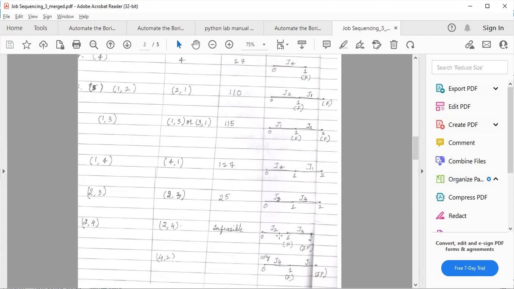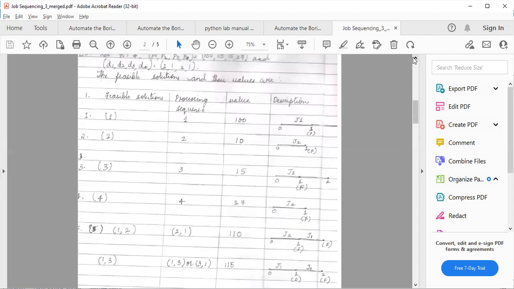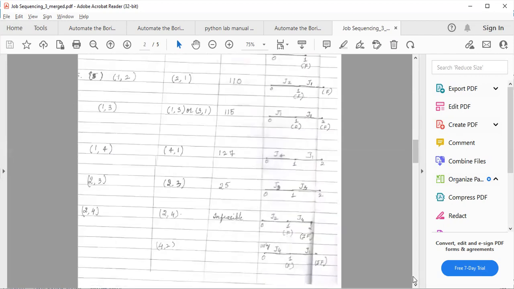For example, if you do job 2 first, it will be completed, but you cannot go ahead and do job 4, because the time becomes 2, which is greater than the deadline of J4. Job 4 has to be completed within a deadline of 1, but according to this diagram it completes later. Therefore this is considered an infeasible solution.